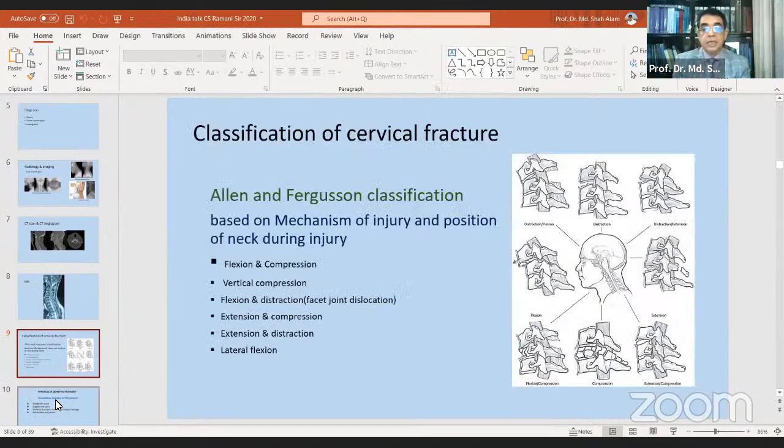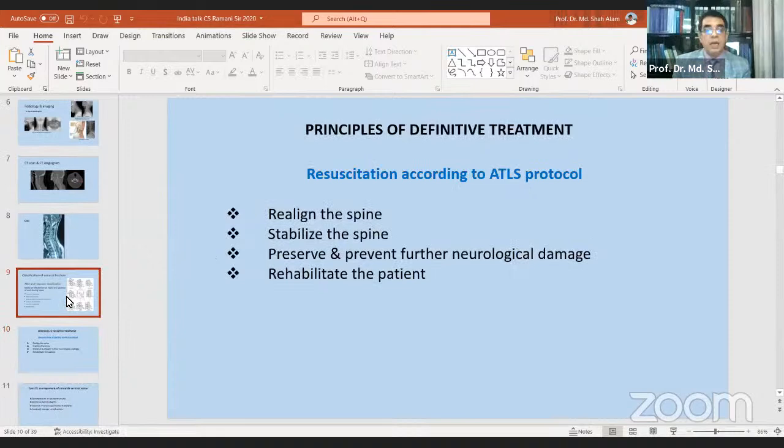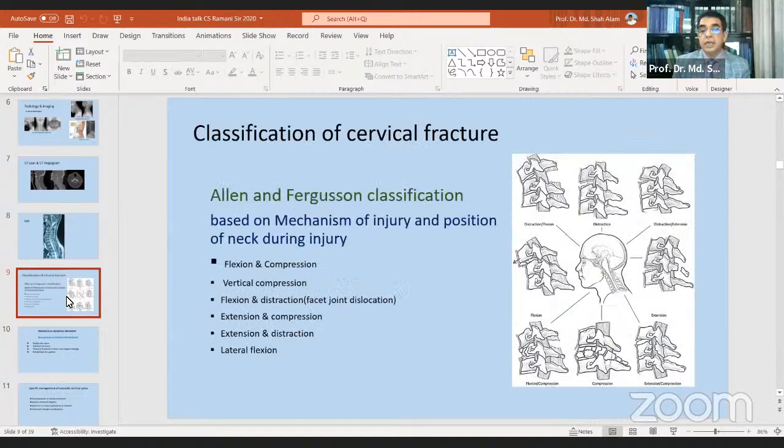So for the classification, there are a lot of classifications of cervical spine injury, but among them, the Allen and Ferguson classification, which is based on the mechanism of injury and the position of the neck during injury, is well accepted, and it can give the clue for further planning of the treatment. So: flexion and compression, vertical compression, flexion and distraction, and also extension and compression, extension and distraction, and lateral flexion.